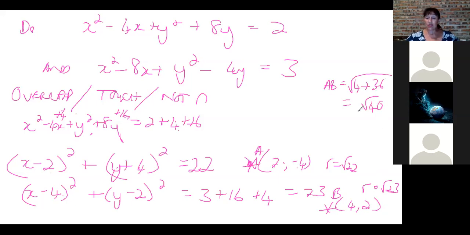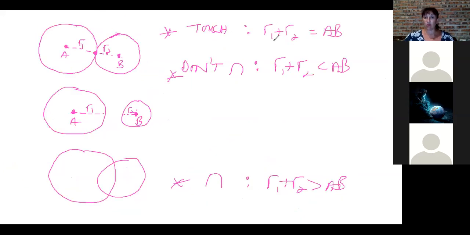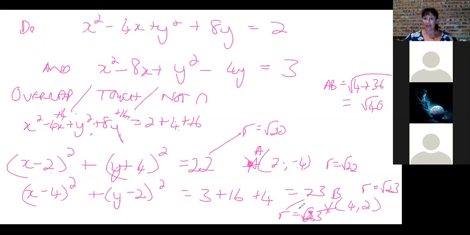Then what you're going to do is work out this radius, which is root 22, and this radius, which is root 23. And you're going to see if you are using any of the criteria of that previous slide that I said. When you add the radii, does it equal AB? Right, if I add root 22 and root 23, do they add up to root 40? Definitely not. Okay, you can work it out in your calculator.